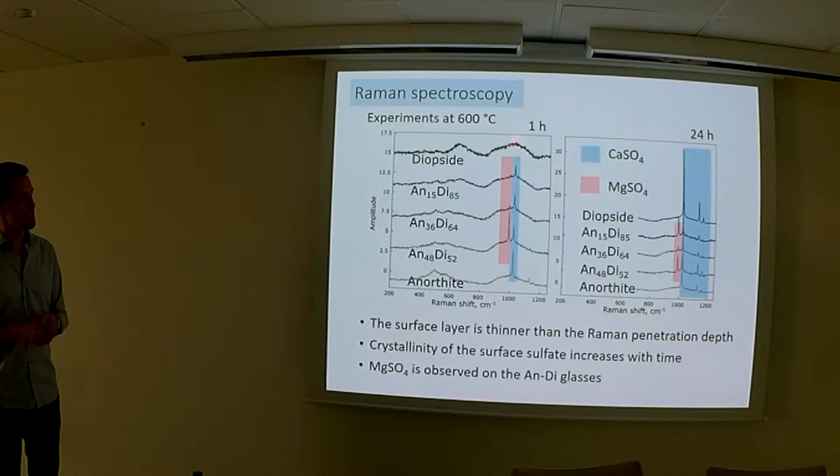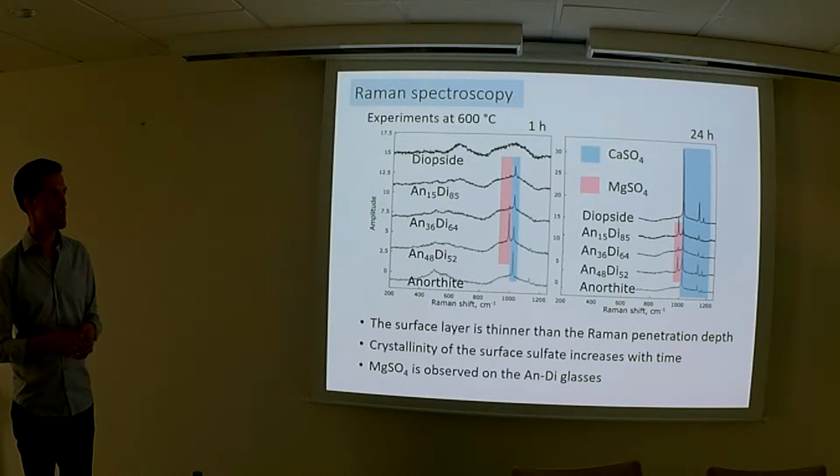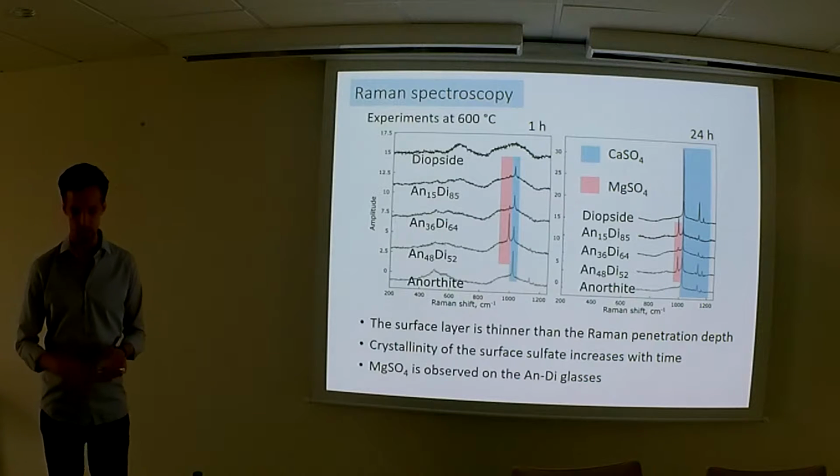Even though we see sulfates on the surface, it's very hard to see the peak here, showing that this glass actually reacted the least. Others, which have more material on the surface, show sharp peaks of calcium sulfate and magnesium sulfate. After 24 hours, the material has grown so much that we can get a nice sulfate spectrum also on the diopside glass. But even though the diopside glass has the highest amount of calcium in it, we don't see any calcium sulfates on the surface at all. So calcium sulfates are only observed in this intermediary composition.